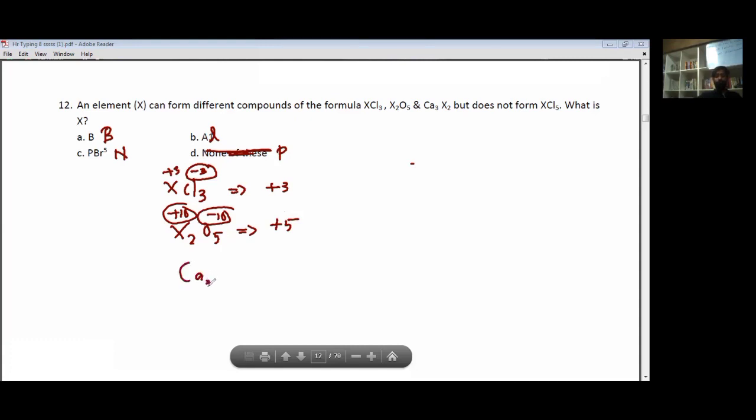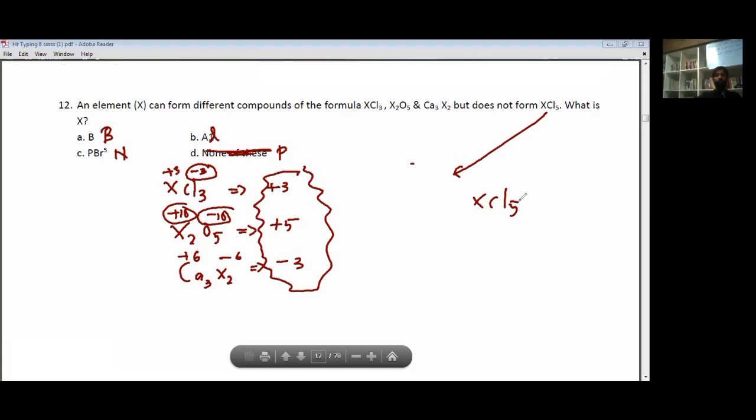The next is Ca3X2. 3 calcium have to offer +6. So here will be -6. So -6 from 2X, so X has to offer -3. So it is clear that your X can form these following types of oxidation state. But X does not form XCl5, which means, what is the point that you get from that?